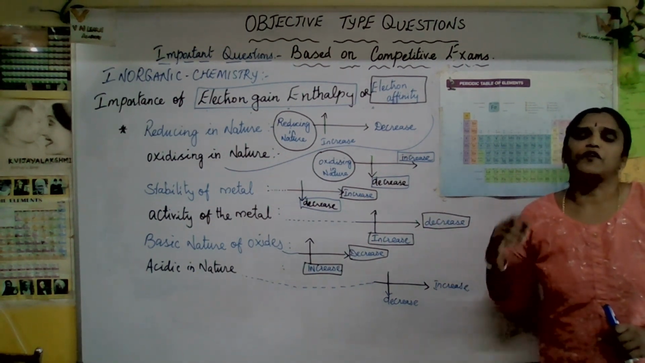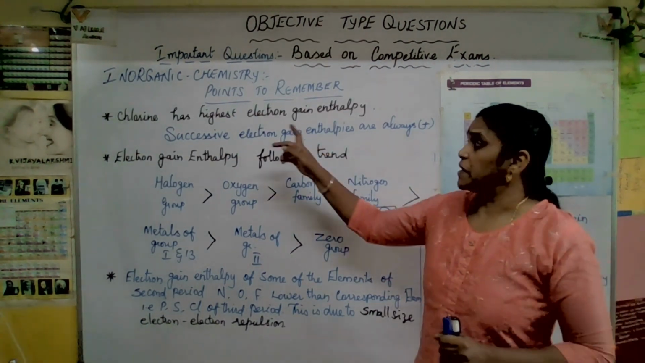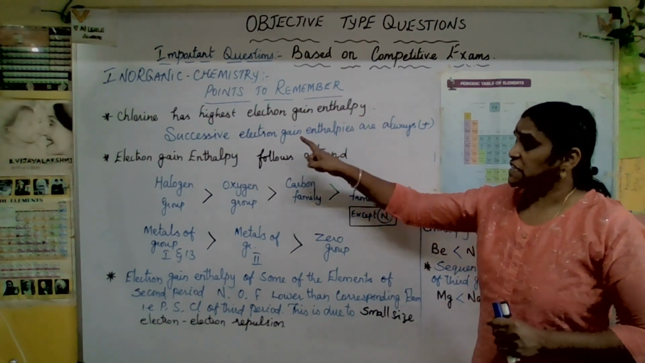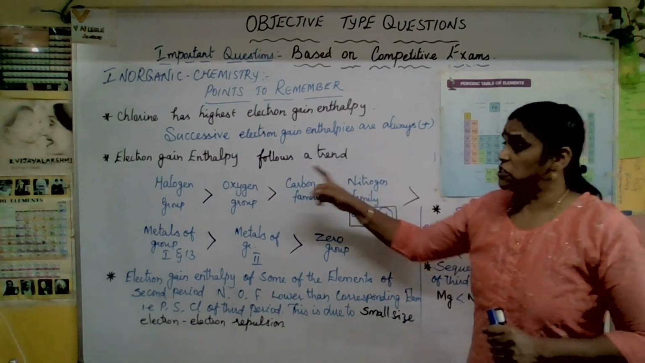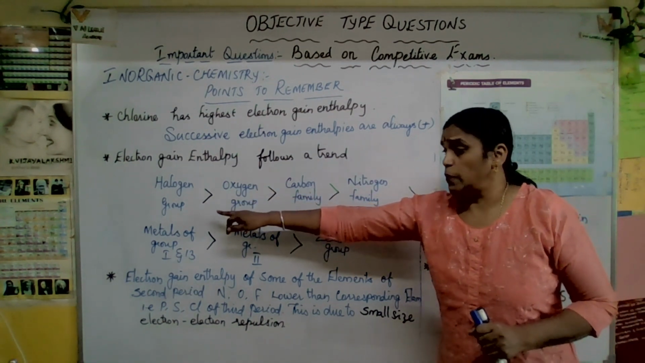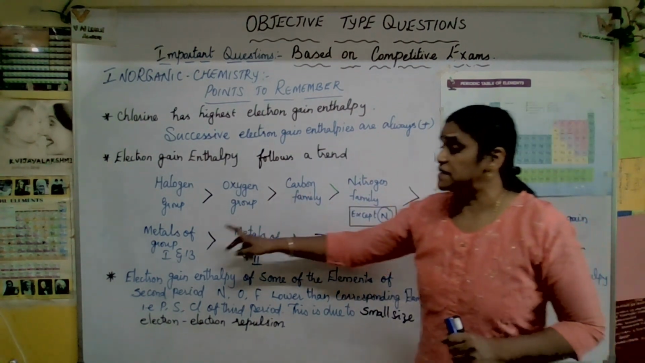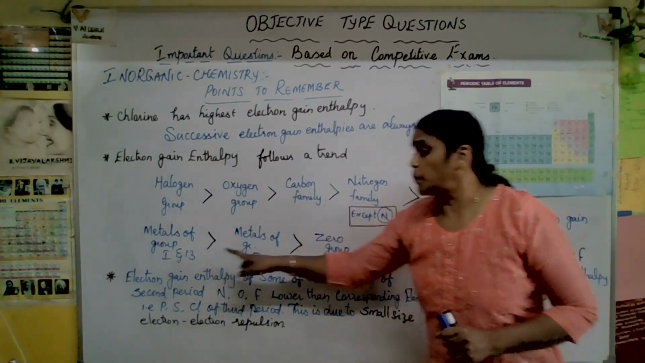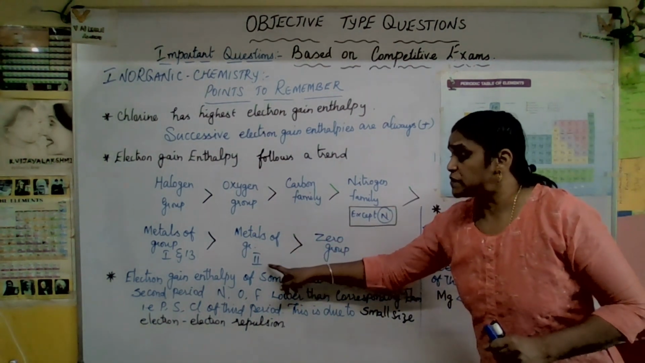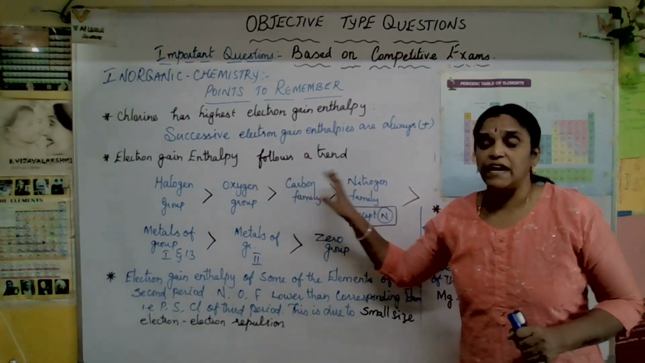Okay, now let us go for some more important questions. Some more important points to remember. Chlorine has the highest electron gain enthalpy. Successive electron gain enthalpies are always positive. Electron gain enthalpies follow a trend: halogen group is greater than oxygen group, is greater than carbon family, is greater than nitrogen family, is greater than metals of group 1 and 13, and metals of second group and zero group. So this is actually electron gain enthalpy.